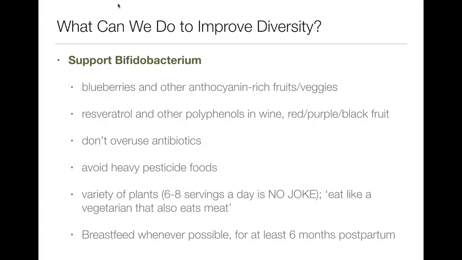Please don't overuse antibiotics. They're meant for life-saving situations, not the common cold. They usually don't even work on the common cold. Try to avoid heavily pesticide-laden foods, because bifidobacteria appears to be disproportionately affected by those pesticides. That's why. And they're used in common farming in the U.S. at least. Eat a lot of plants, and I mean a lot of plants.